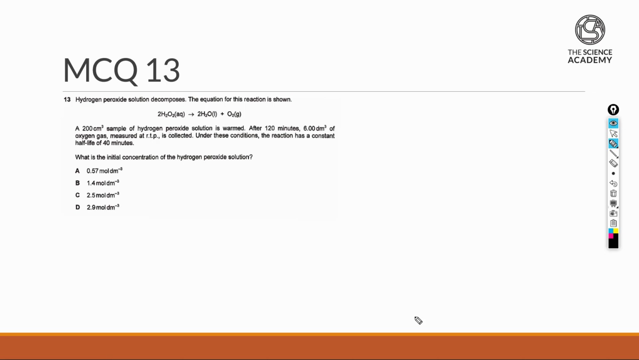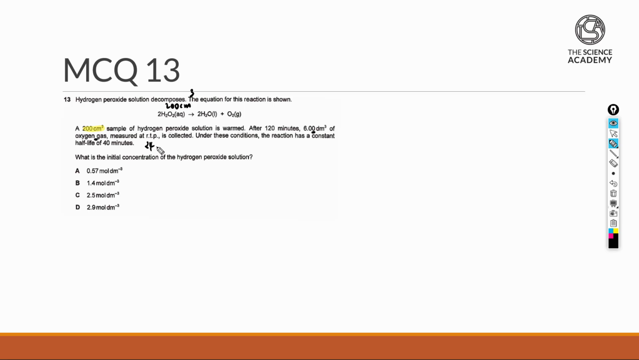MCQ 13 is going to be with regards to reaction kinetics, particularly with regards to half-life. So we're going to have a peroxide solution decomposing to give us water and oxygen. We started off with the volume of the peroxide solution at 200 cm cube. So we can put 200 cm cube here. And after 120 minutes, this is the duration of the experiment, 6 dm cube of oxygen was collected at RTP.